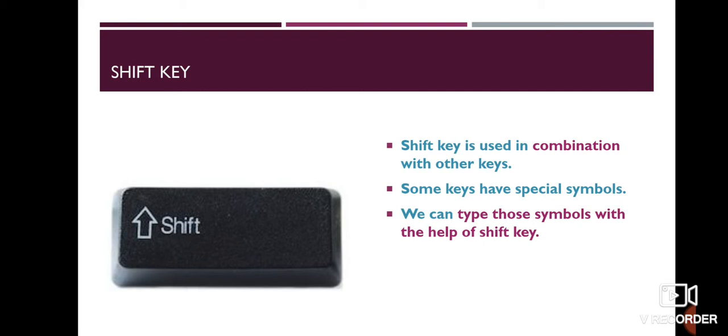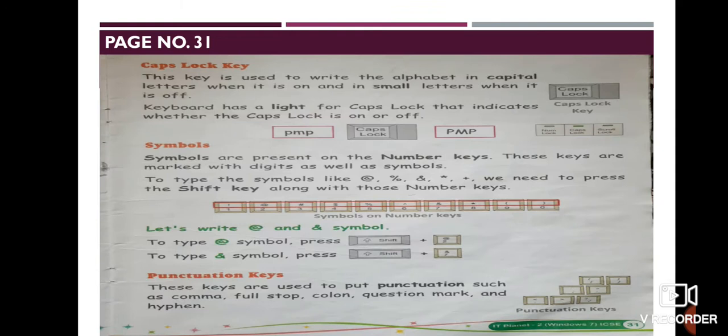Okay, so one more time I'm explaining. Shift key is used in combination. It is a very important key. It performs specific functions, but alone we cannot use shift key. Shift key is used in combination. That means we have to press two keys at the same time. Clear?